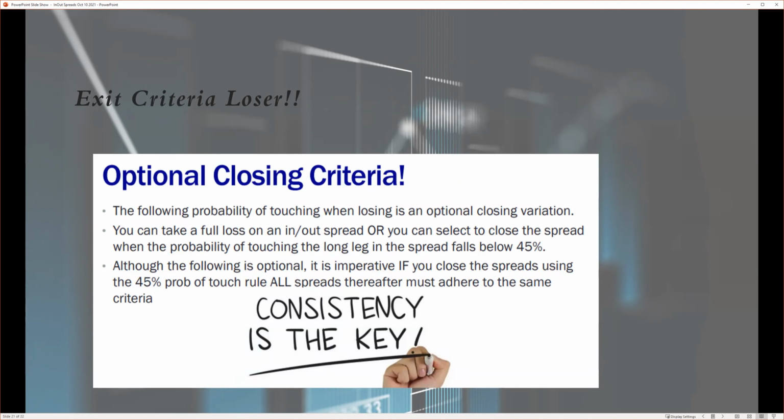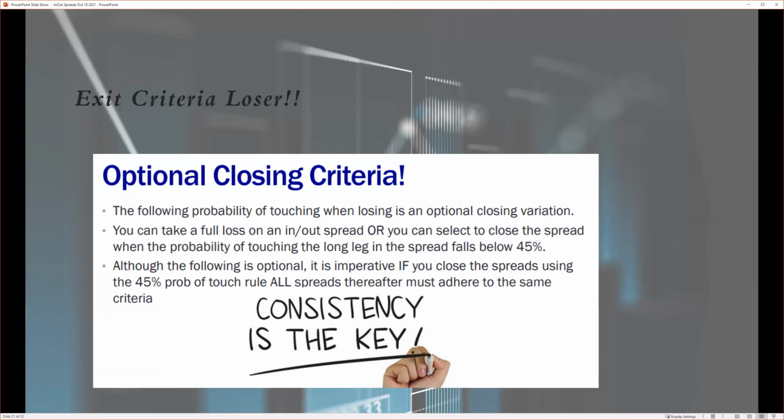Optional closing criteria. This is optional. I don't recommend this, but this is one way to do it for those who want to have even less risk. The following probability of touching when losing is an optional closing variation. You can take a full loss on an in and out spread, or you can select to close the spread when the probability of touching the long leg in the spreads falls below 45%.